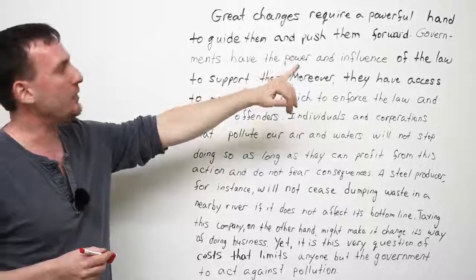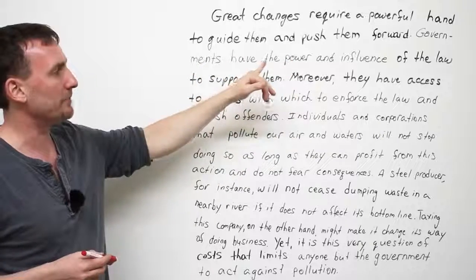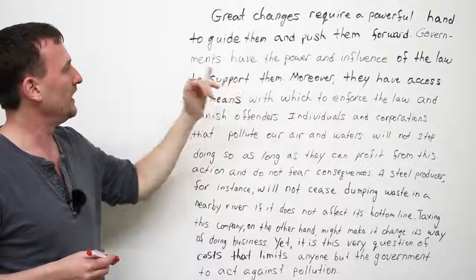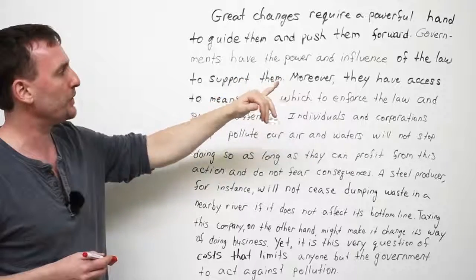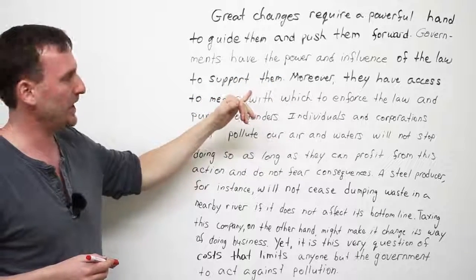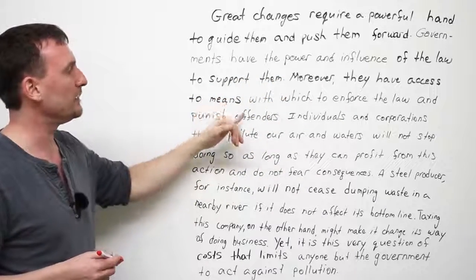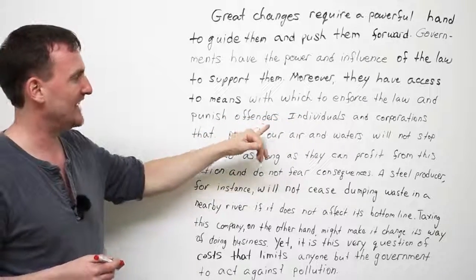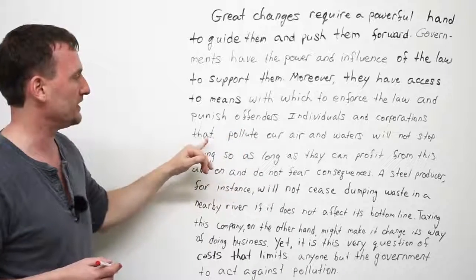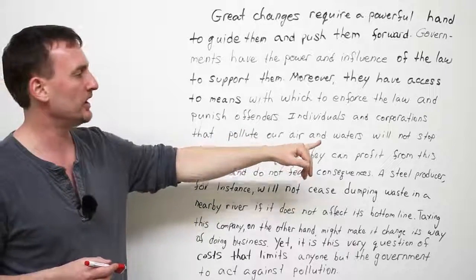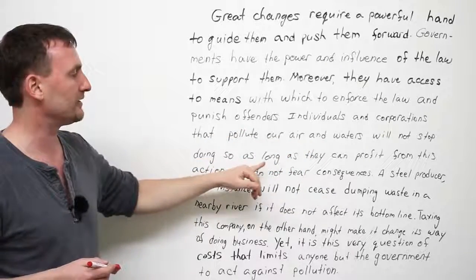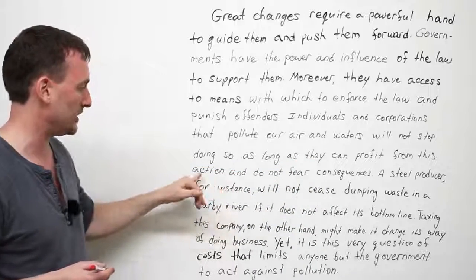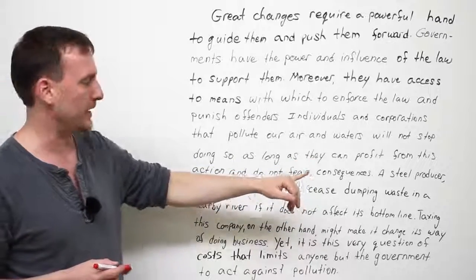Great changes require a powerful hand to guide them and push them forward. Governments have the power and influence of the law to support them. Moreover, they have access to means with which to enforce the law and punish offenders. Individuals and corporations that pollute our air and waters will not stop doing so as long as they can profit from this action and do not fear consequences.